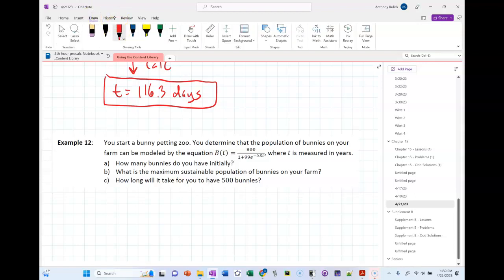All right. This is a logistic example. I don't think I have any problems where I'd ask you to write your own logistic model. It just would be problems like this where you're using the logistic. So it says you start a bunny petting zoo. You determine that the population of bunnies on your farm can be modeled by the equation B of t equals yada, yada, yada, where t is measured in years. How many bunnies do you have initially? So what would the t be for initially? What value of t does initially mean?